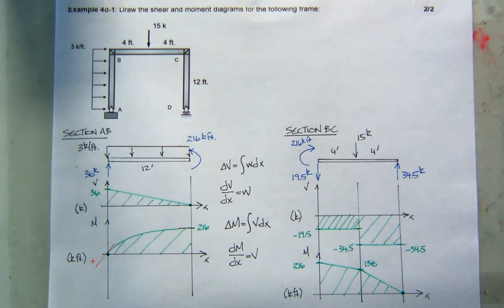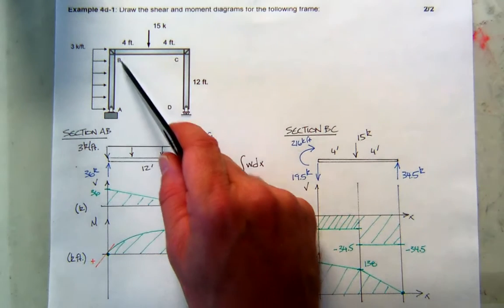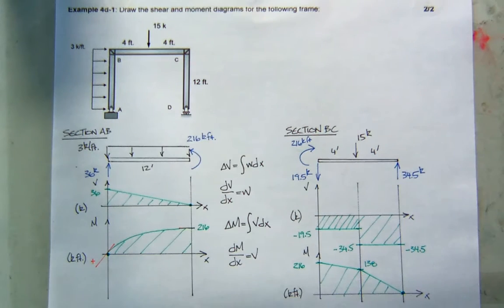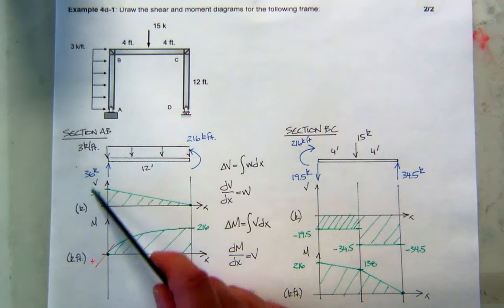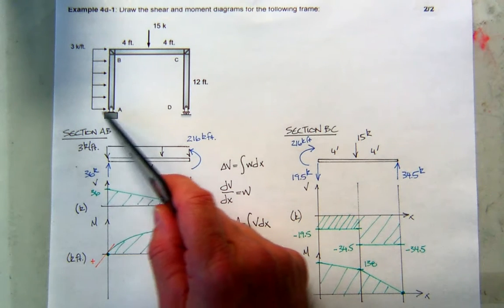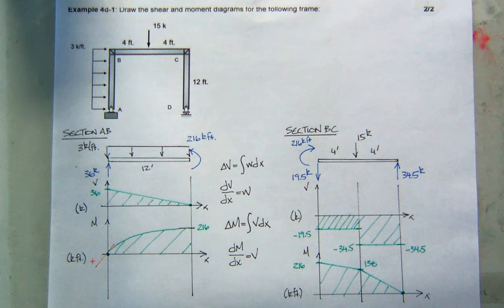So now there are lots of questions I can ask. What's the maximum moment in the structure? Looks like it's 216, and it occurs at point B. What's the maximum shear in the structure? Looks like it's 36, and it occurs here at A. What's the moment in the middle of BC? 138. Is it positive or negative? Positive.